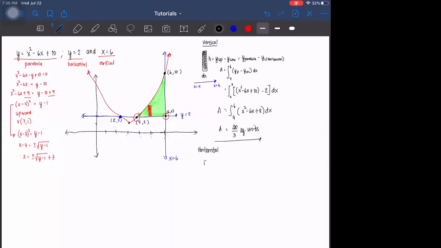If horizontal, it is dy, and the length equals x on the right minus x on the left. What is the x on the right? The line or the parabola? The vertical line. Okay, vertical line, minus, what is the x on the left? The parabola.